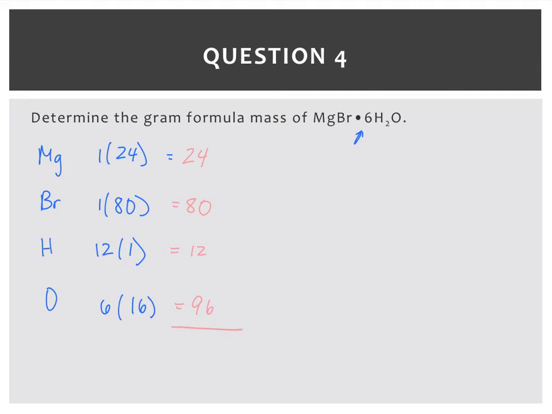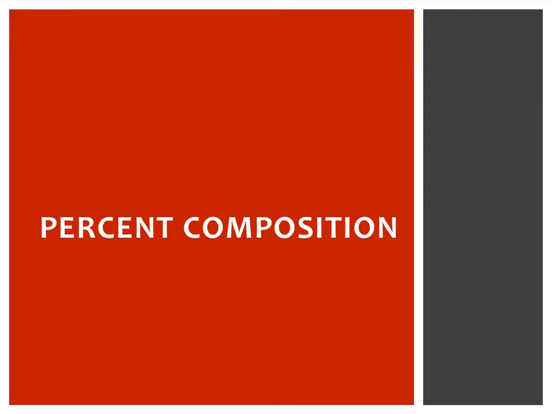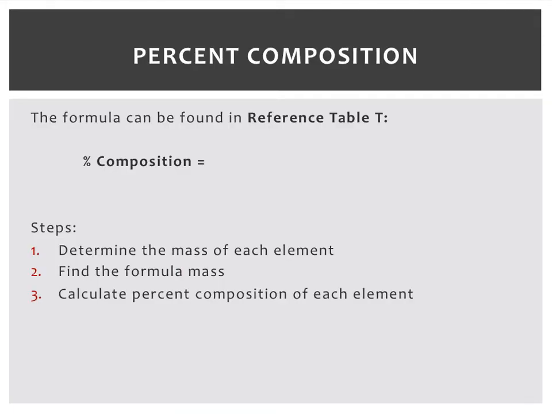Okay, next we add it up. 3, that's 11, 20, 21, 212 grams per mole. Okay, now we know how to do molar mass. Next we're going to go into percent composition. So this is not too bad, if I might say so myself.